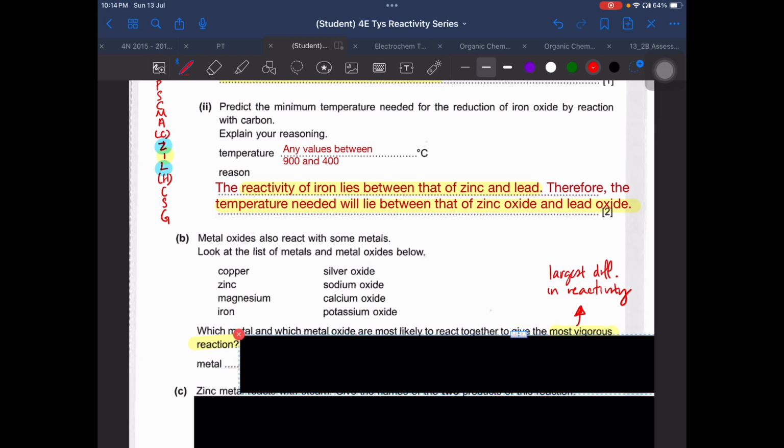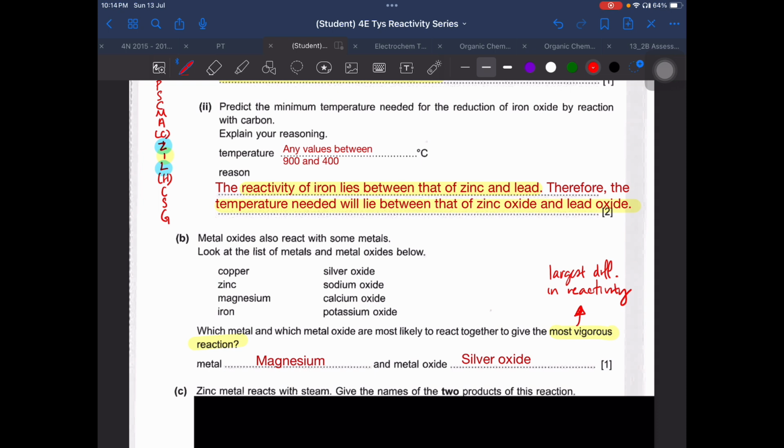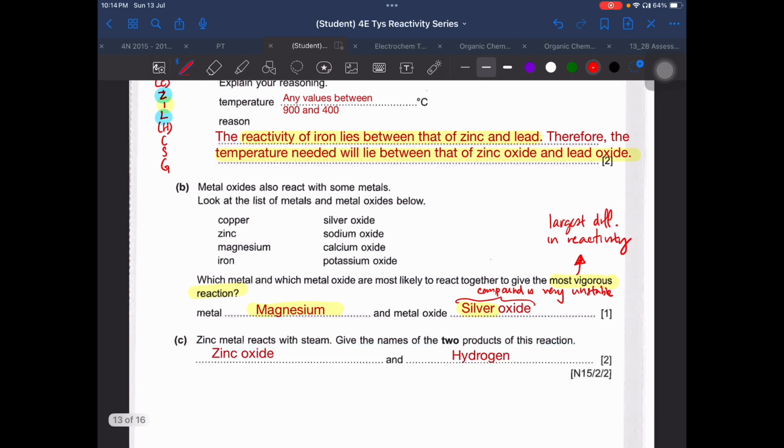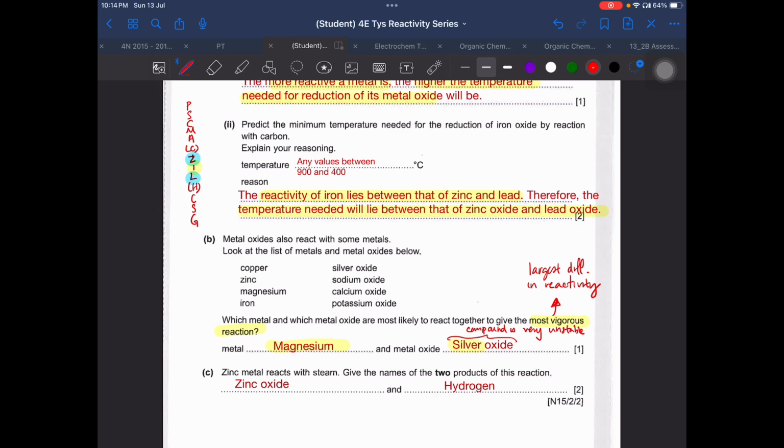So in this case, I'm choosing a metal that is super reactive, like magnesium, and a metal oxide made up of silver, which I know is not very reactive, because this would mean that the compound is very unstable, if you recall what I've been talking about through this entire video. So when you put it with magnesium, it wants to react very well. And last but not least, the last part is pretty straightforward. The product is zinc oxide and hydrogen gas.